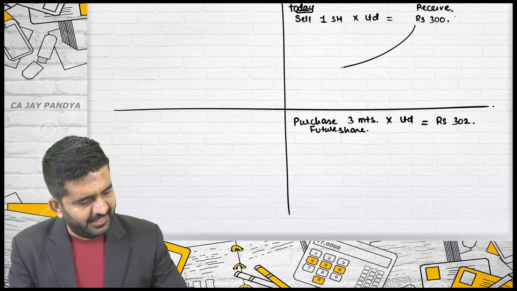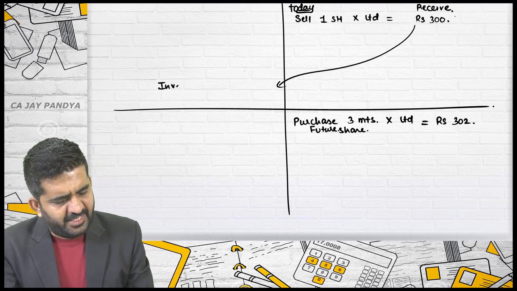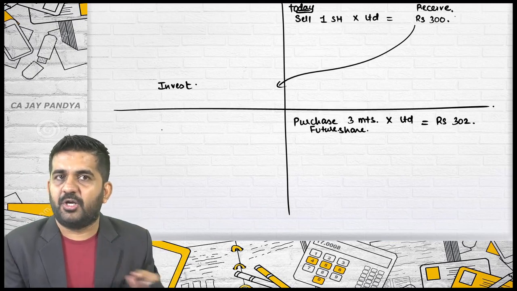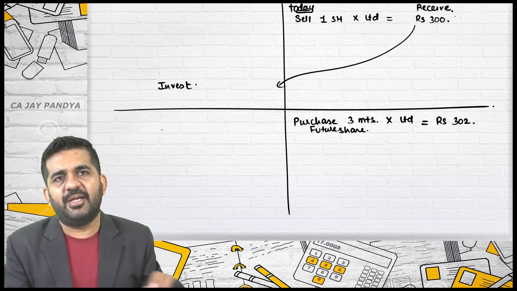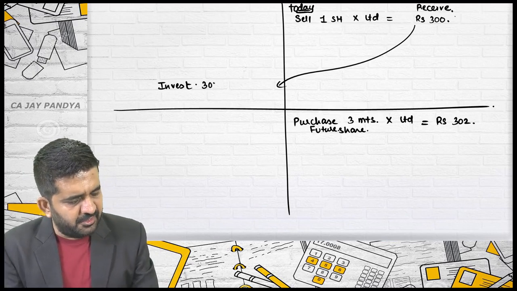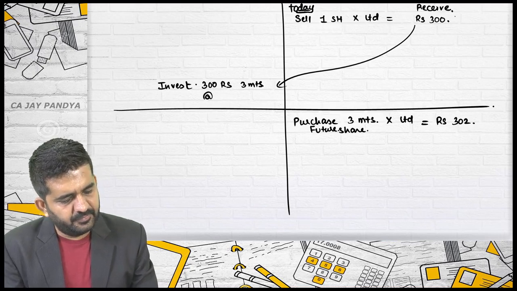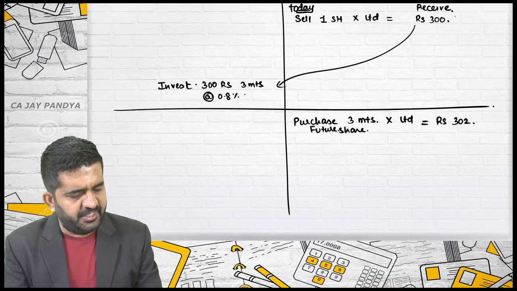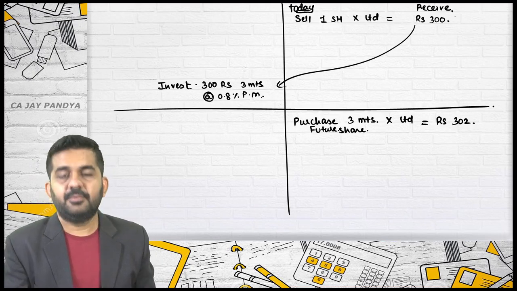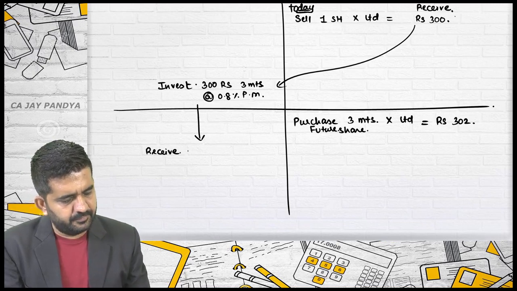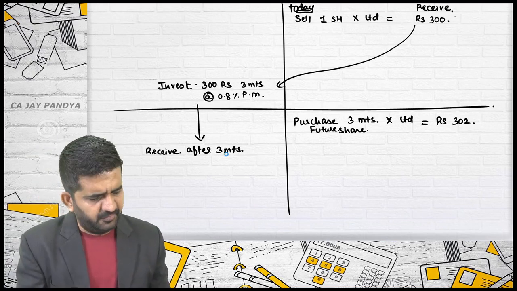Then invest. Sir, in examination, if we draw this type of line, it is absolutely alright. It does not make any difference as long as your logical idea and calculations are correct. Invest 300 rupees for 3 months at the rate of 0.8% interest per month. How much will you receive after 3 months? We already know you will be receiving 307.26 rupees.